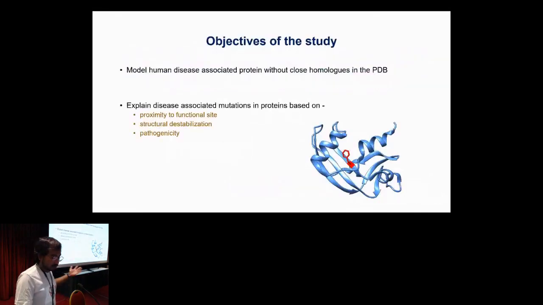So the main objective of the study, as must be evident from the talk title, is to model human proteins that do not have any close homologues in the PDB. And why would we want to do that? We wanted to use these models to explain disease-associated mutations, which could be based on proximity to functional sites, structural destabilization, or pathogenicity.